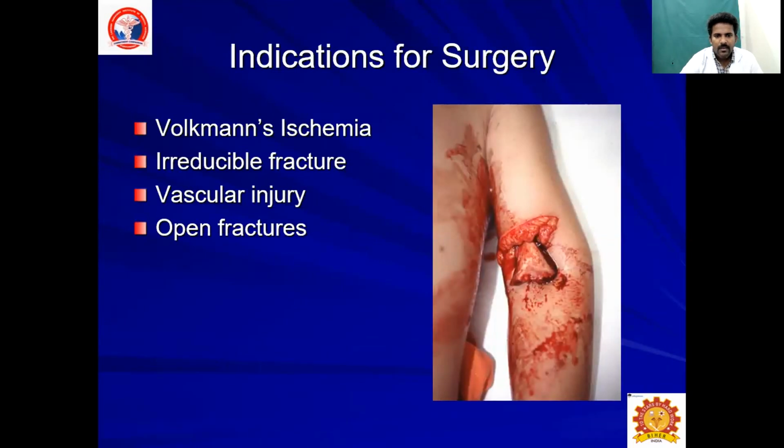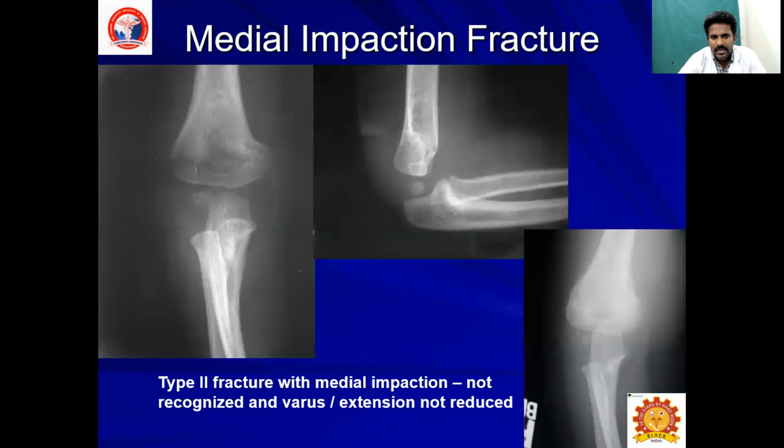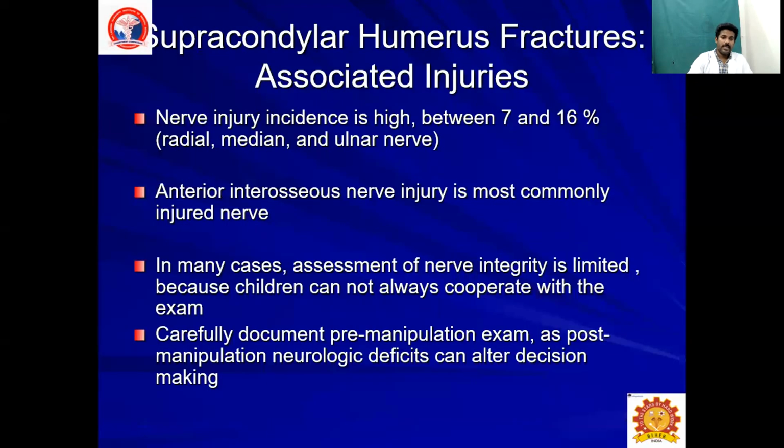Indications for surgery: any ischemic sign, that is Volkmann's ischemia, irreducible fracture, vascular injury, and open fracture. Here, a medial column collapse can always lead to a deformity from simple closed reduction if not stabilized properly. Medial impaction, type 2, if not dealt with properly, then you will have a varus deformity. See, the child is having a cubitus varus deformity.